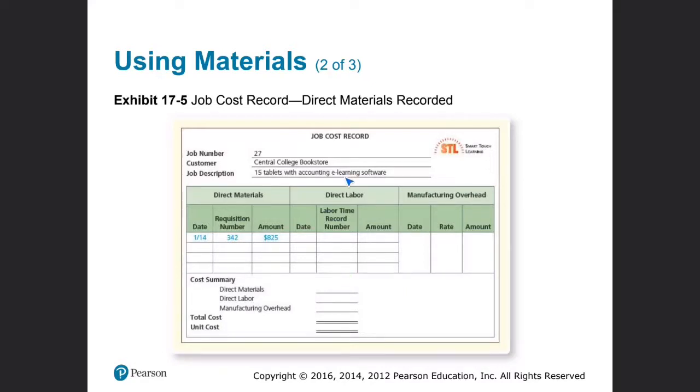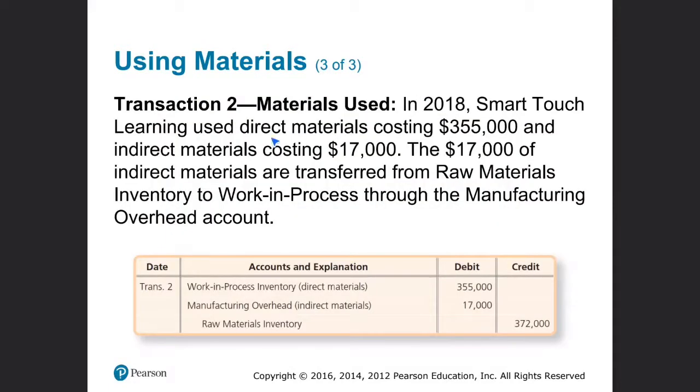So our job cost record, we have our direct materials recorded. Now we're looking at the individual job. We've got job number 27. The customer is Central College Bookstore, and they are asking for 15 tablets that have accounting e-learning software. They requested this on January the 14th with requisition number 342, and the amount is $825. So this is our second transaction.